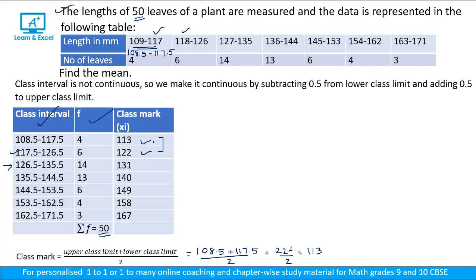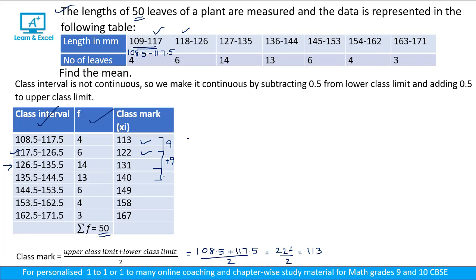So 122 minus 113 will be 9. Now this 9 we add to 122, we will get the next class mark as 131. Then to 131 if we add 9 we will get 140, the next class mark. We can find all the subsequent class marks, but we can do this only when the first two class marks we have found out correctly and we have found the difference also correctly.